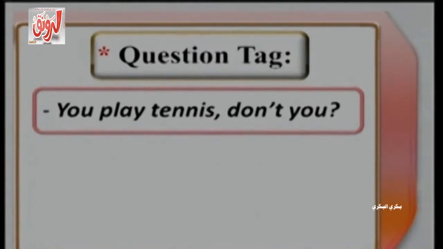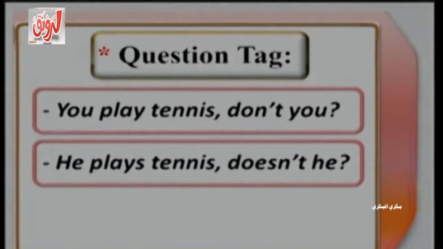I play tennis. We play tennis, etc. The sentence is affirmative. The question tag must be negative. Don't you? Also, he plays tennis. Doesn't he? You know, doesn't, the negative form, is used with the third person: he, she, and it. And don't with I, we, you, they. He plays tennis. Doesn't he?